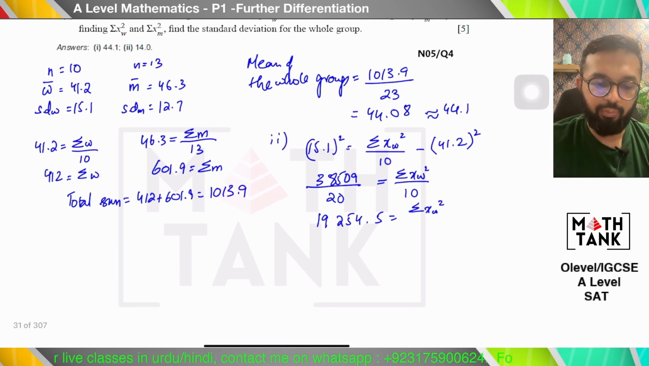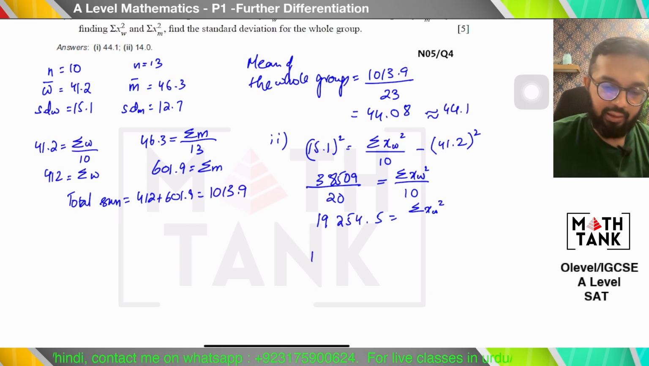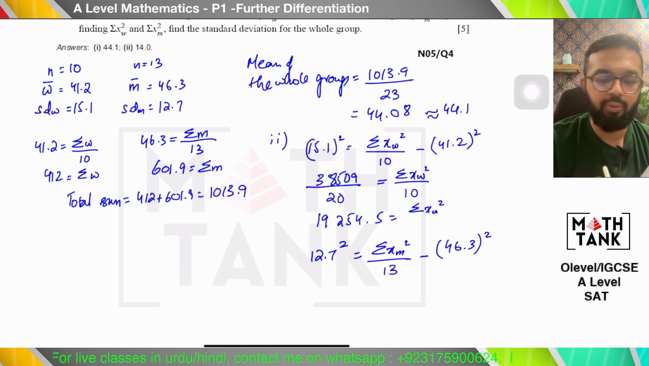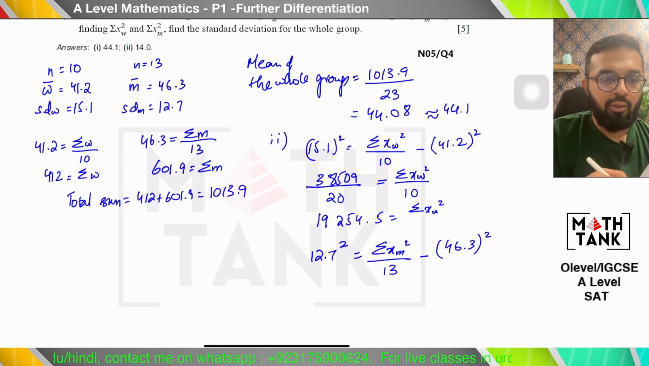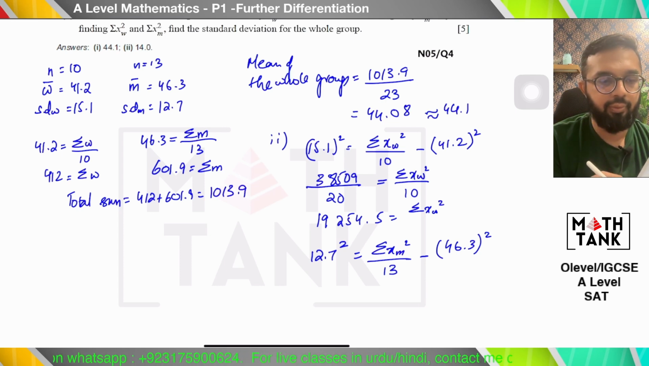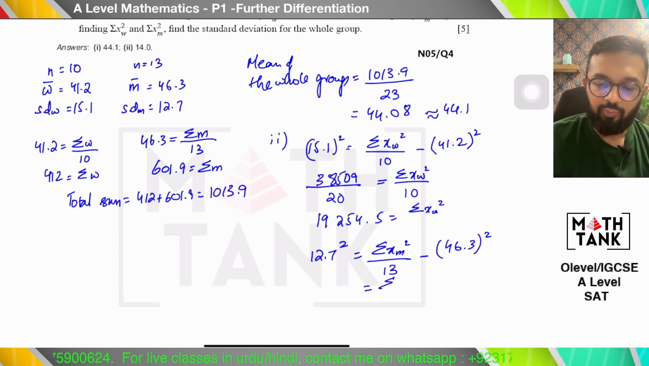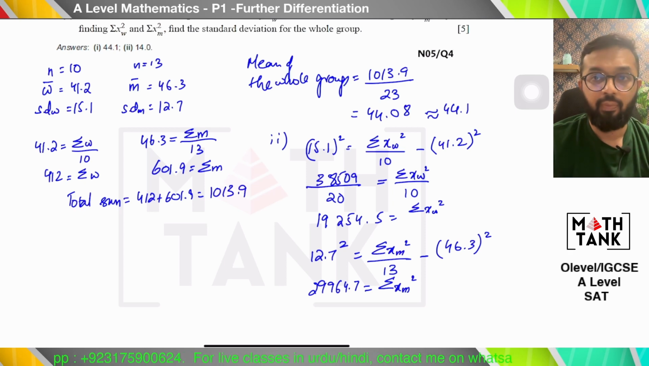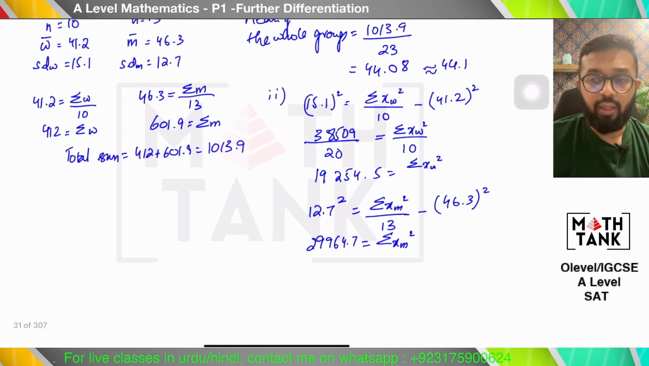Can I do the same for the men? I can say that 12.7 squared is sum of xM squared divided by 13 minus... oh, sorry, minus 46.3 squared. Let's quickly add that up. I am getting 29964.7. Okay, I found the individual sums.